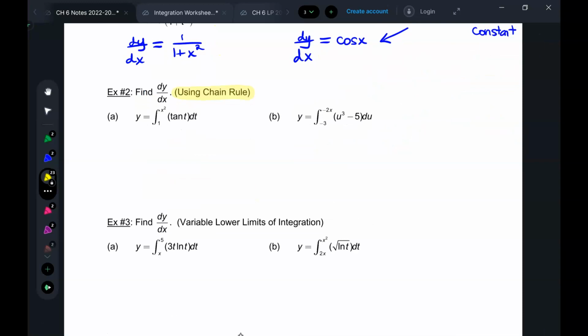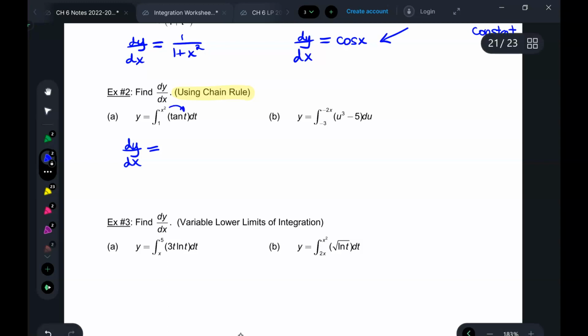So, chain rule. We use the chain rule when the upper limit of integration is not just x. So maybe it's an x squared, maybe it's a 2x. What we're going to do is start off the same way. We always want to make sure that the lower limit of integration is a constant. We'll look at some examples below where it's not.